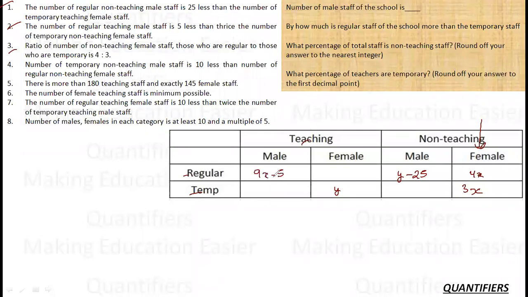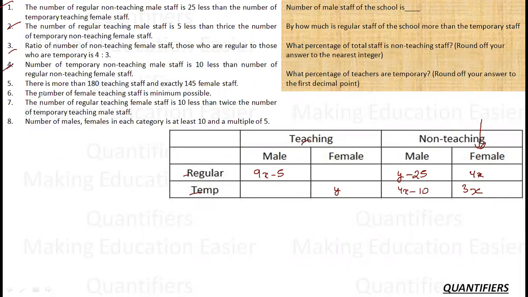Okay. Next one. Number of temporary non-teaching male staff is 10 less than the number of regular non-teaching female staff. Okay, so it is 4x minus 10.